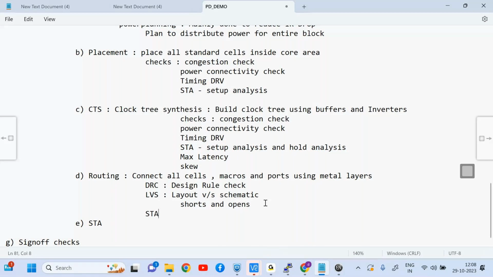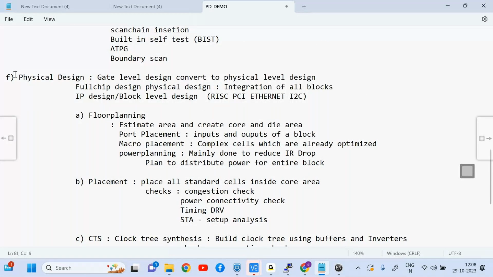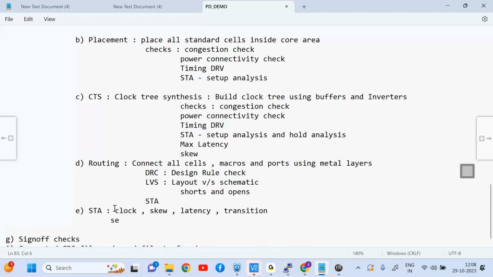STA is done every time. So what I want to tell is, along with all the steps of physical design, we also cover STA, static timing analysis. In STA, we will cover what is clock skew, what is clock latency, what is transition. We will also cover setup time, setup and hold analysis.